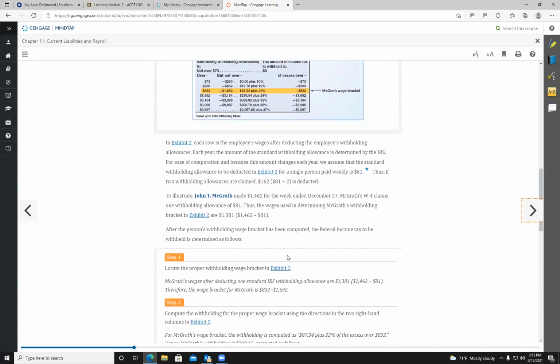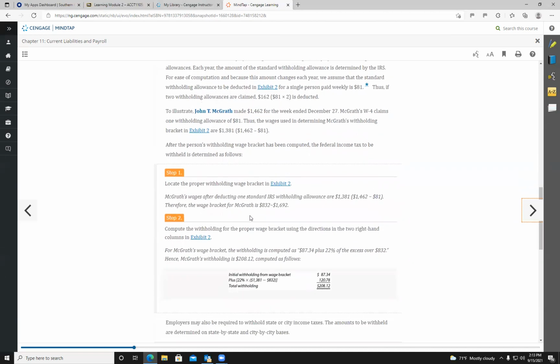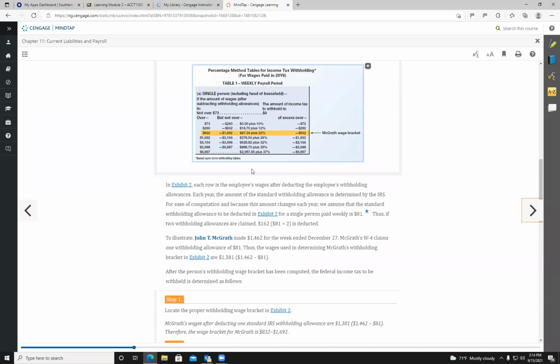After the person's wage bracket has been computed, the federal income tax to be withheld is determined by doing the following. We're going to start with step 1. McGrath's wages after deducting one standard IRS withholding allowance were $1,381. Therefore, the wage bracket was $832. So we determined the wage bracket, which matches up here. Now we go to step 2, compute the withholding for the proper wage bracket using the directions in the 2 right-hand columns. That's this column and this column.